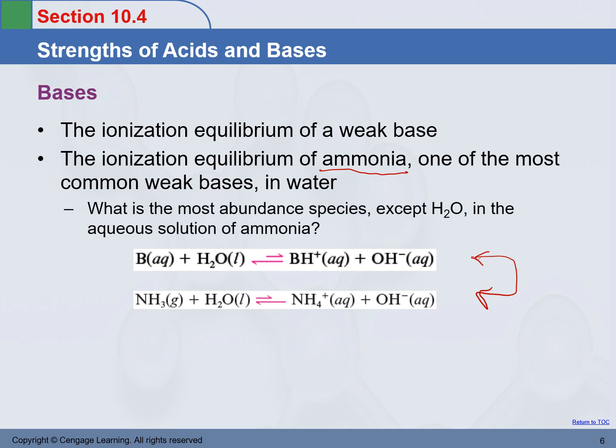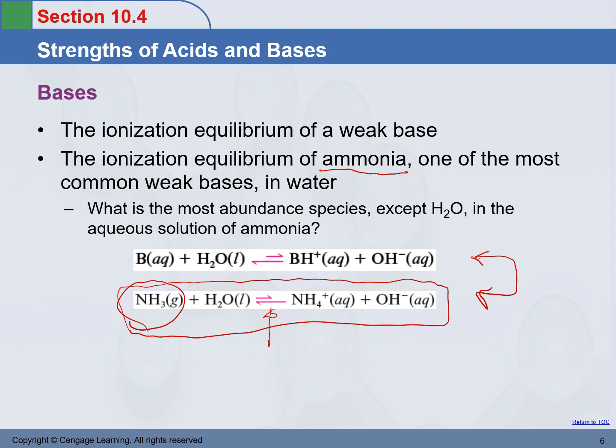What is the most abundant species, except water, in the aqueous solution of ammonia? Okay, here is the equilibrium. What happens when you dissolve ammonia in water? It is a weak base, so it favors the left. The symbol tells you it favors the left. So which one is the most abundant species except water? Of course, ammonia molecules. All right, let's move on.